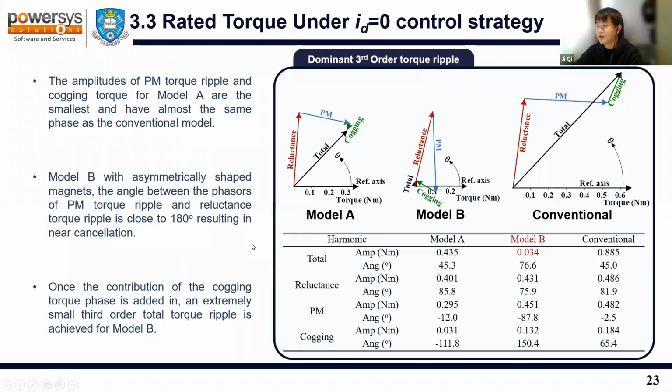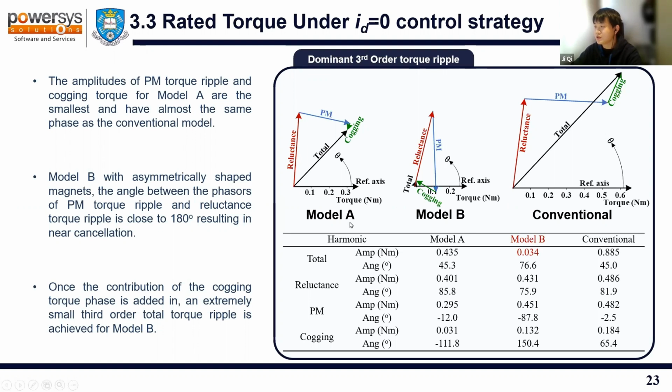To make it more clear, I plot the phasor diagram for the dominant third order torque ripple. As shown here, model A has the smallest PM torque ripple among the three machines. And for model B, with the asymmetrically shaped magnet, the angle between the reluctance torque ripple and the PM torque ripple is close to 180 degrees, resulting in near cancellation. And once the contribution of the cogging torque phase is added in, an extremely small third order total torque ripple is achieved for model B.